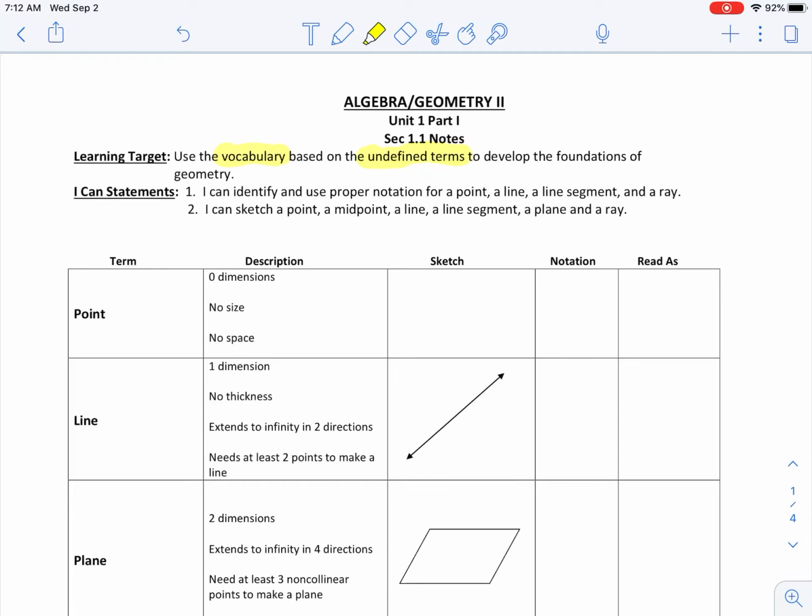Some of the I can statements: I can identify and use proper notation for a point, line segment, and ray. And I can sketch a point, a midpoint, a line segment, a plane, and a ray.